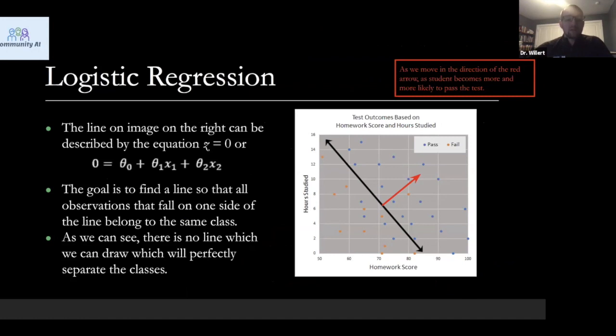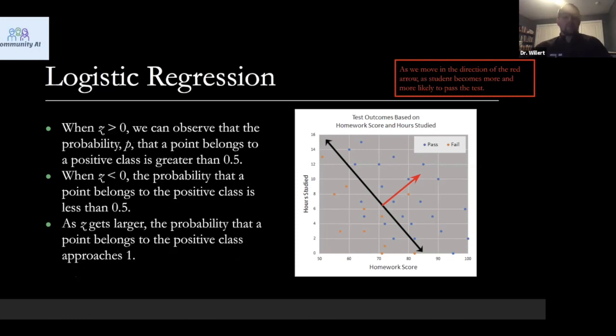So the line on the right side of this screen, which does a fairly good job of separating the passes and the fails, can be described by the equation z equals 0. So again, we set 0 equal to theta 0 plus theta 1 x1 plus theta 2 x2, and we can plot that line. And the goal, of course, is to find the line so that all observations that fall on one side of the line belong to the same class. But as we discussed earlier, this example is not linearly separable, so we can't do that.